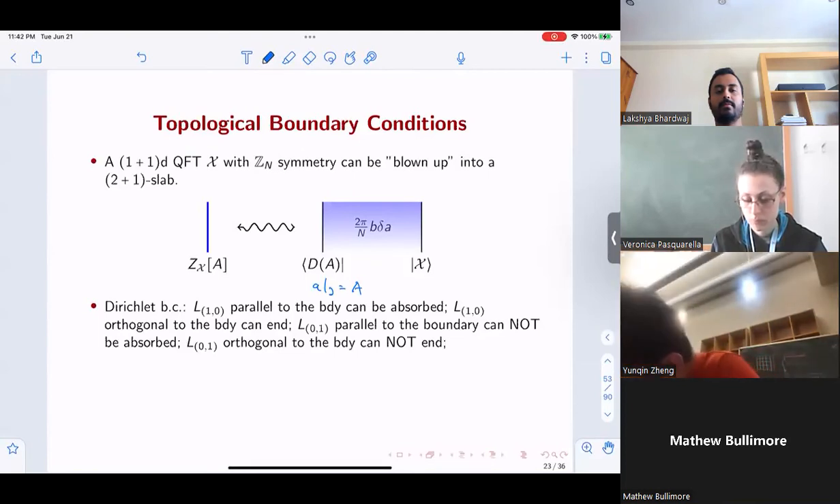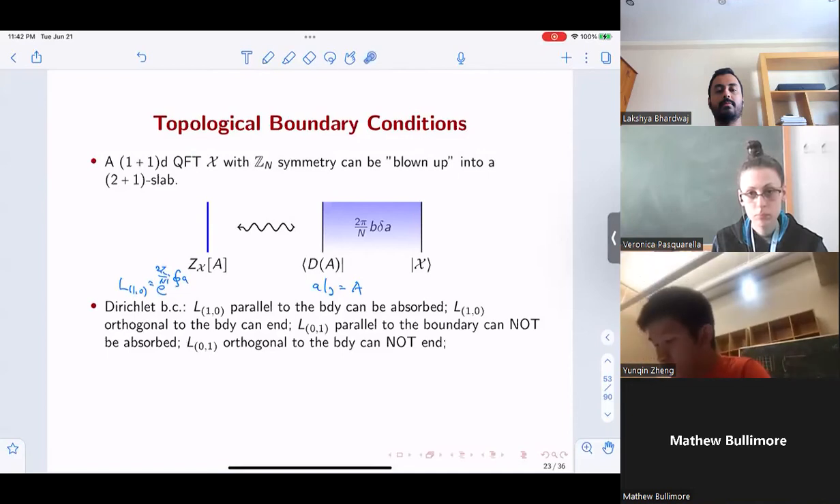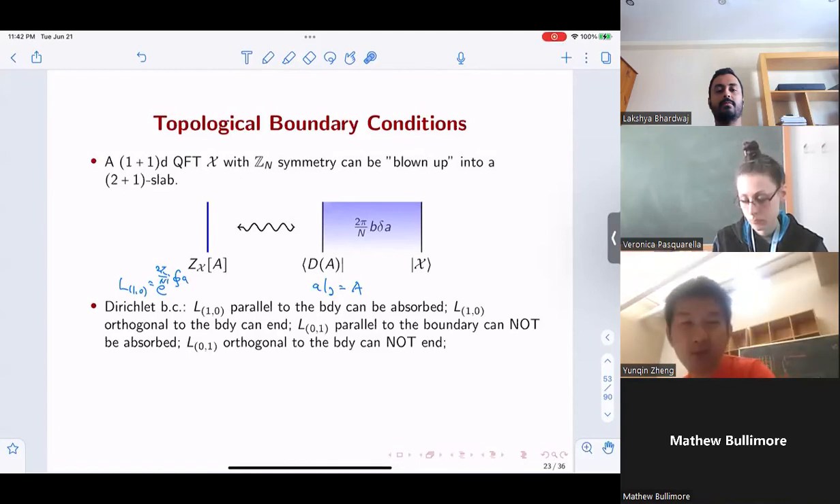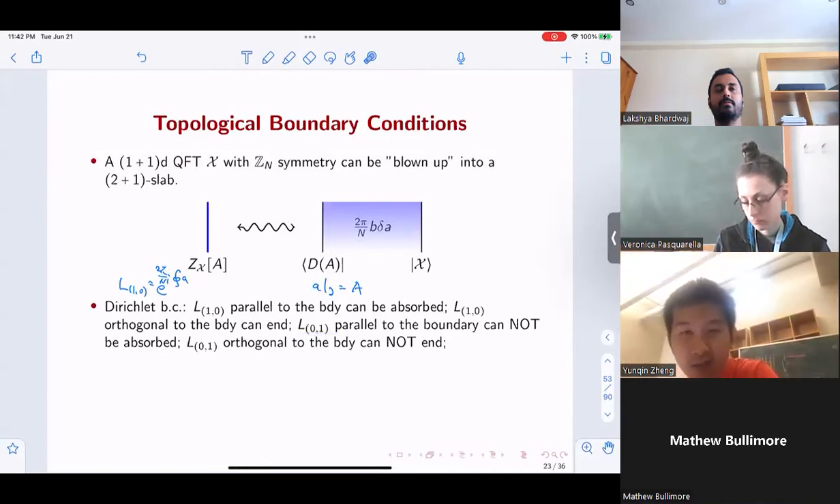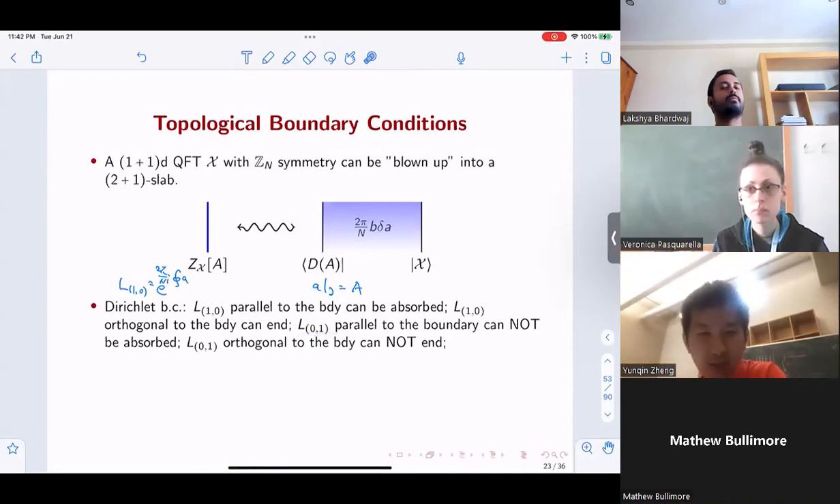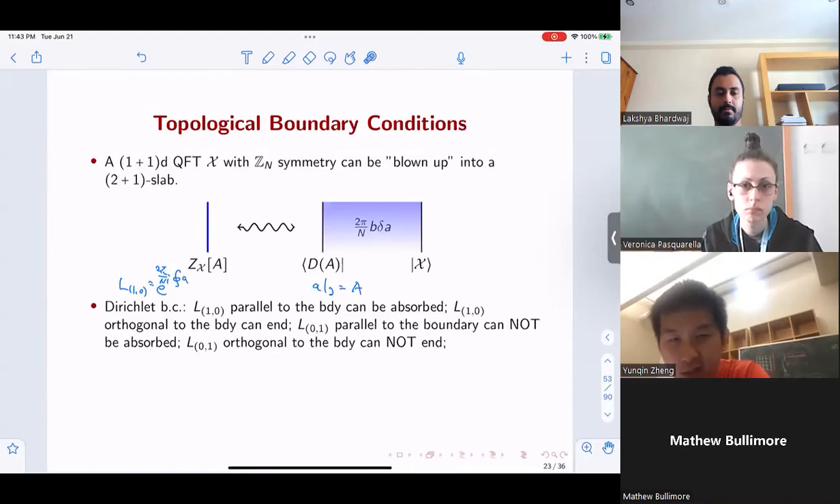And this (1, 0) line is given by e to the iA times 2π over n. When we put it parallel to the boundary, it can be absorbed into the topological boundary. If we put it orthogonal to the boundary, it can end on the topological boundary. However, the (0, 1) line, which is the exponential of i times the integral of the B field, cannot be absorbed when parallel to the boundary, and it also cannot end on the boundary if we put it orthogonal to the boundary.